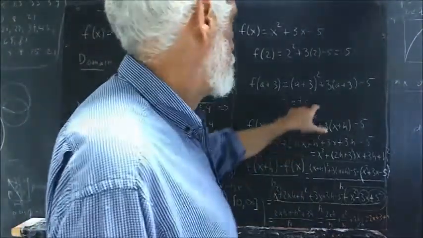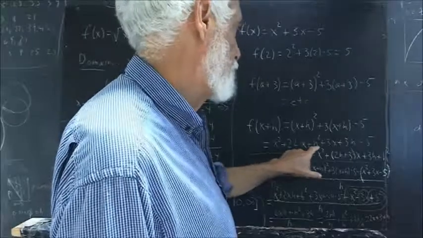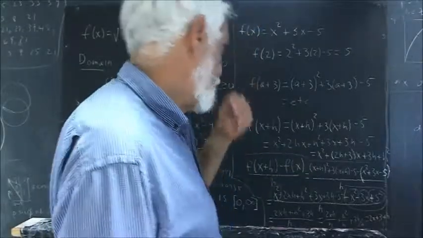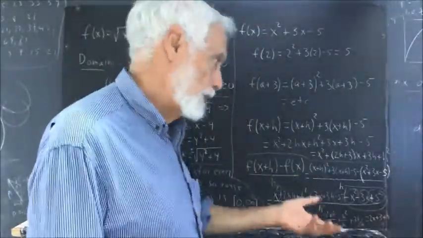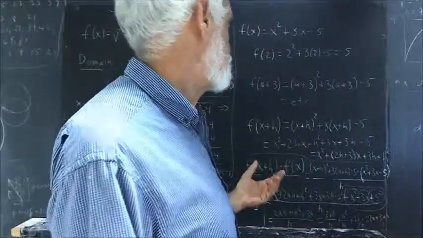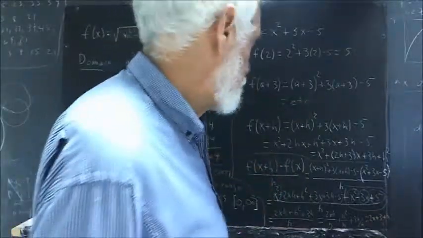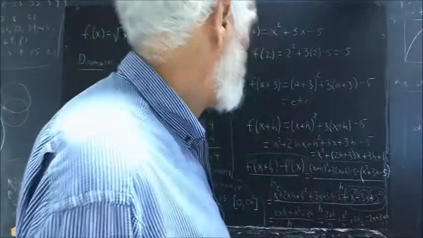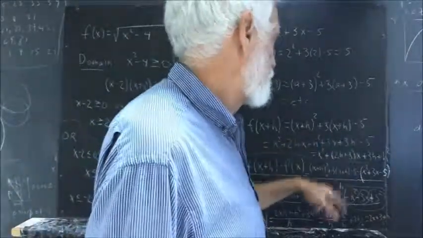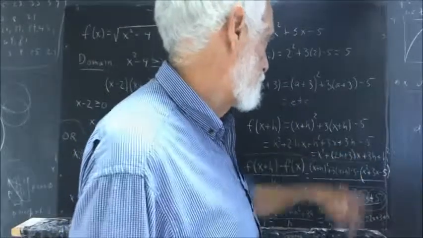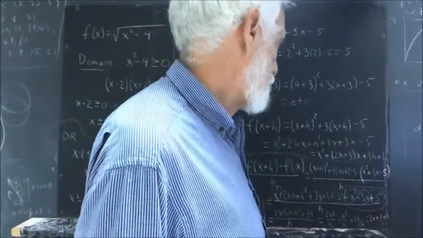X plus h squared is x squared plus 2hx plus h squared, just using the special product. If you don't know that special product, well, you should, and you need to. But you can always multiply that out using the distributive law. You're going to get the same thing. And distributing 3 through the x plus h, we get 3x plus 3h. And then we have the minus 5.